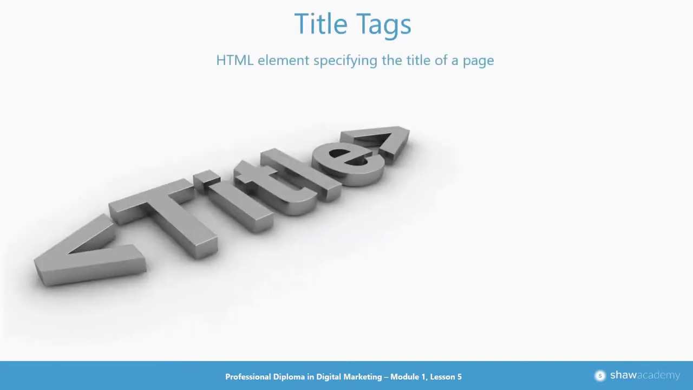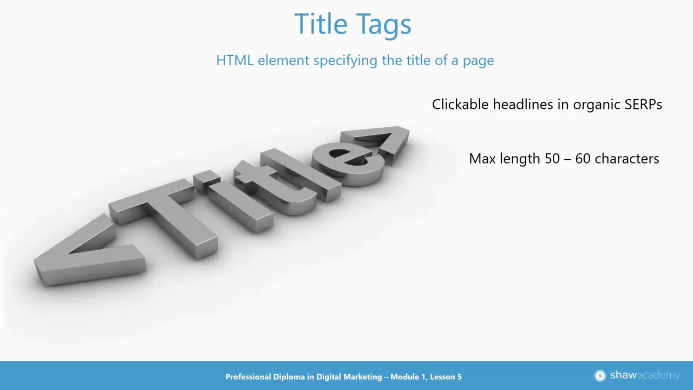Then we have title tags, and a title tag is an HTML element specifying the title of a page. They are the clickable headlines that you see in organic search engine results pages. That's what that stands for. They are recommended to be between 50 to 60 characters in length so that the search engine, let's just say Google, doesn't cut it off. If your title tags are duplicated anywhere, this will affect your ranking as well.